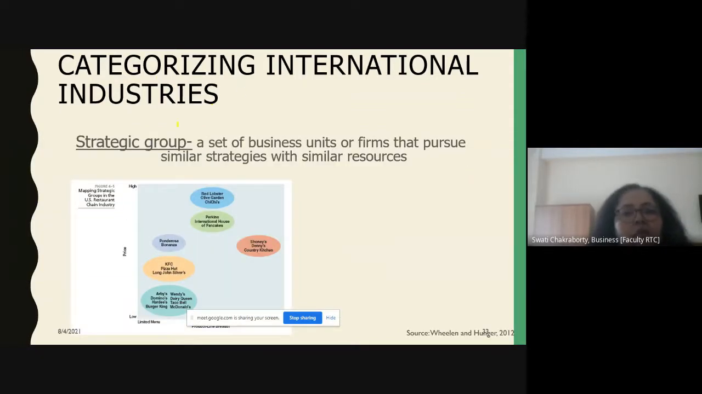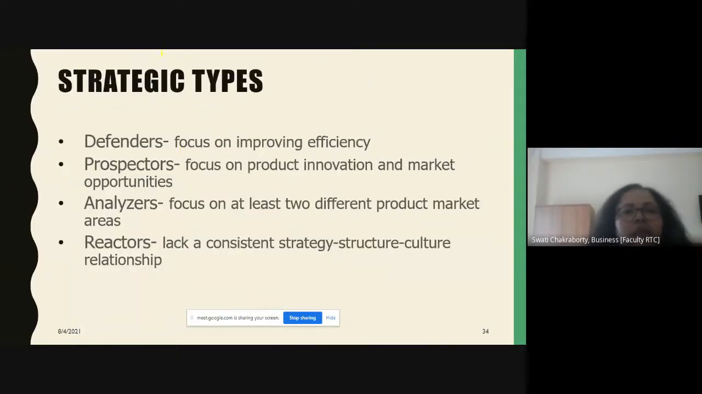So when we start categorizing the international industries, we need to know strategic group. What is strategic group? It's a set of business units or firms that follow similar strategies with similar resources. That's why it's strategic group.